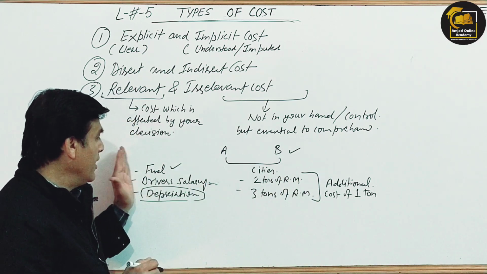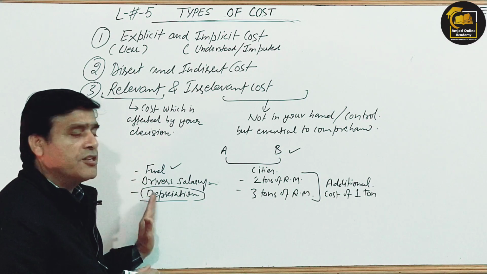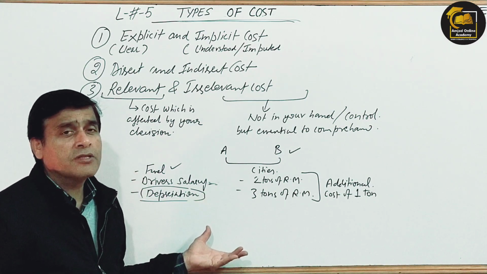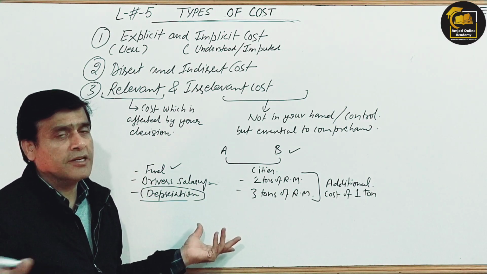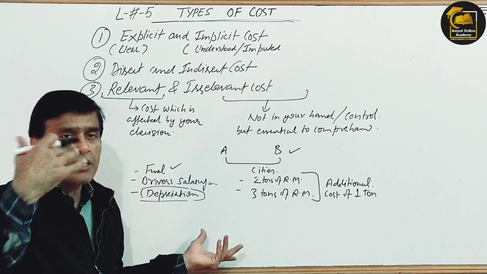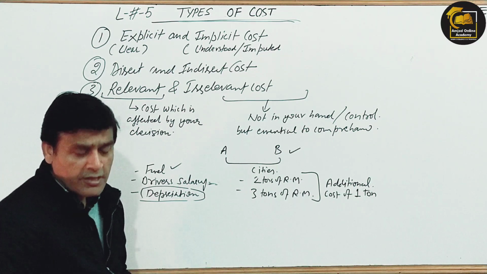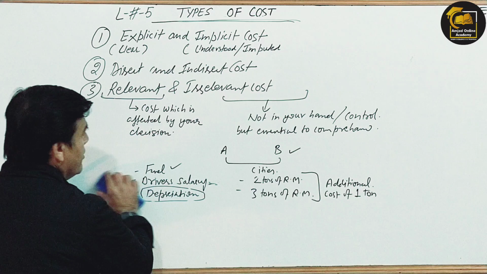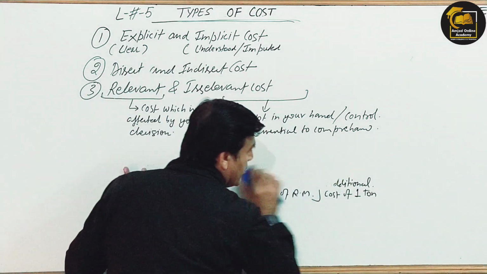बट जो फ्यूल है, जो ड्राइवर की सैलरी है, जो डेप्रिसिएशन है, दैट विल रिमेन constant or may not remain constant, but that is not in your hand. That's why they become completely irrelevant to your decision making. This is the distinction between the relevant and irrelevant. I hope that I have made it clear.